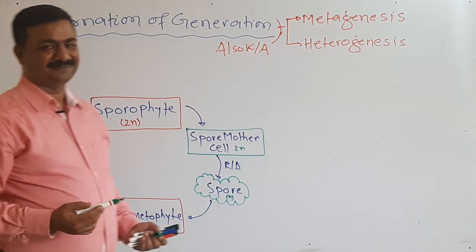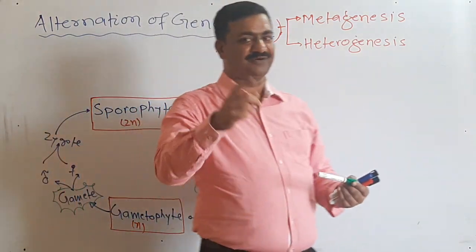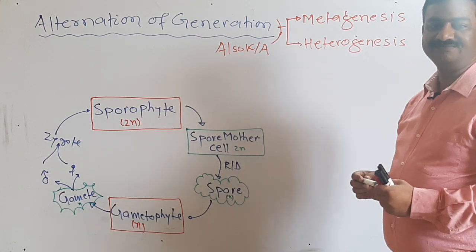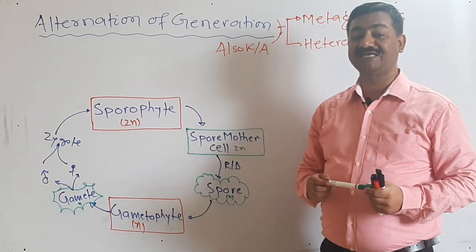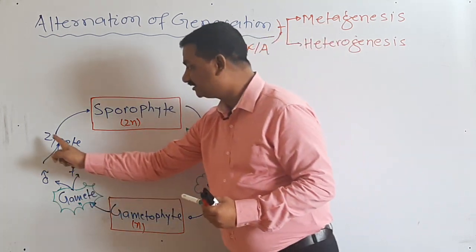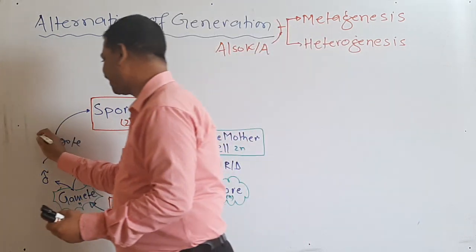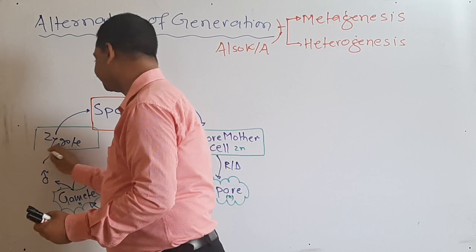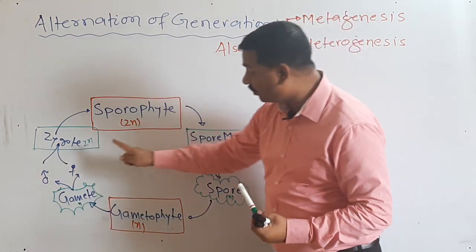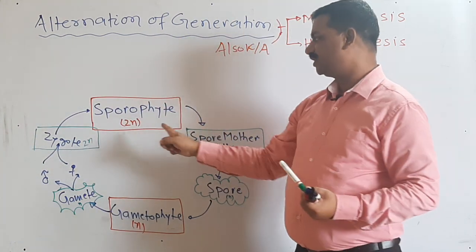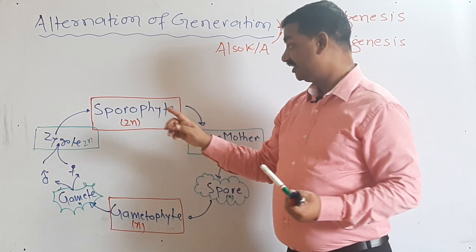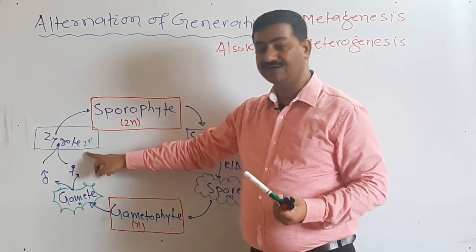Now a question will come. We have reproductive cells. Spore is also a reproductive cell. Gamete is also a reproductive cell. Gamete is going to form zygote. Yes, see, we have zygote. This zygote is 2n. And this zygote is the first cell of sporophyte. A question will come: first cell of sporophytic generation, zygote.